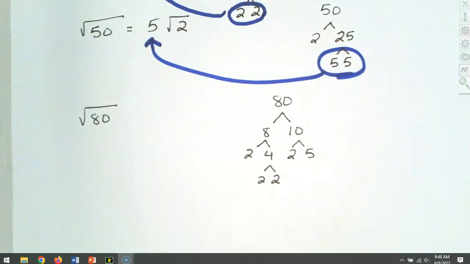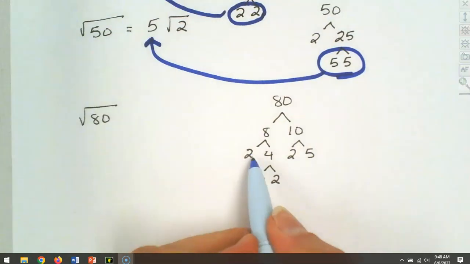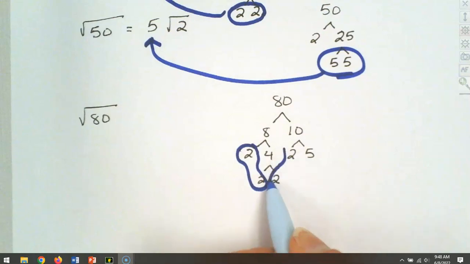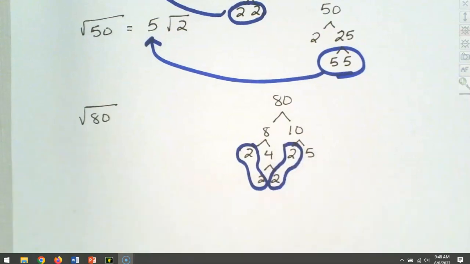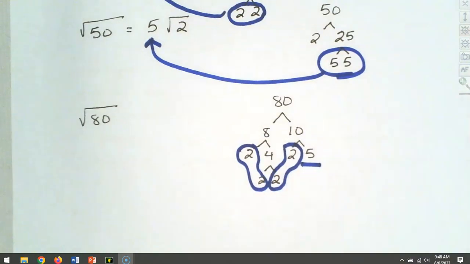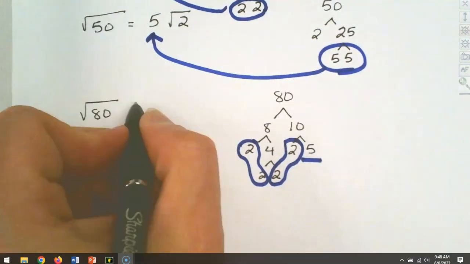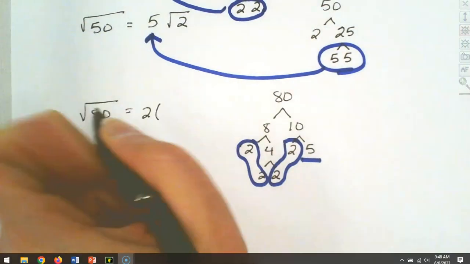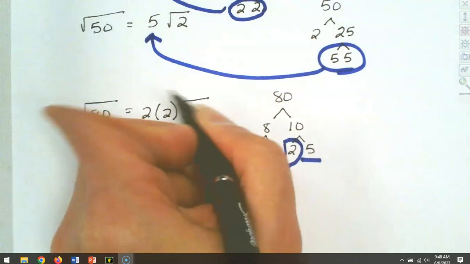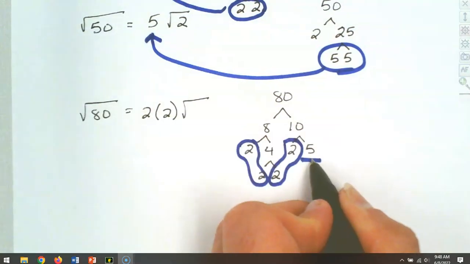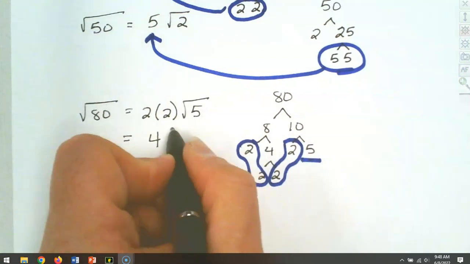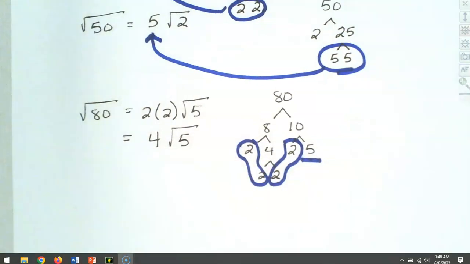So now let's see what we've got. We've got a pair of 2's here. So there's one pair. And we have another pair of 2's right here. And what isn't paired up? The 5. So when we have the pairs come out, and if we have multiple pairs, the pairs are going to be multiplied together. So we've got a 2. We've got another 2. And what's left over that didn't have a pair? 5. And we multiply our 2's together because they're the pairs. And that comes out to be 4 square root of 5.